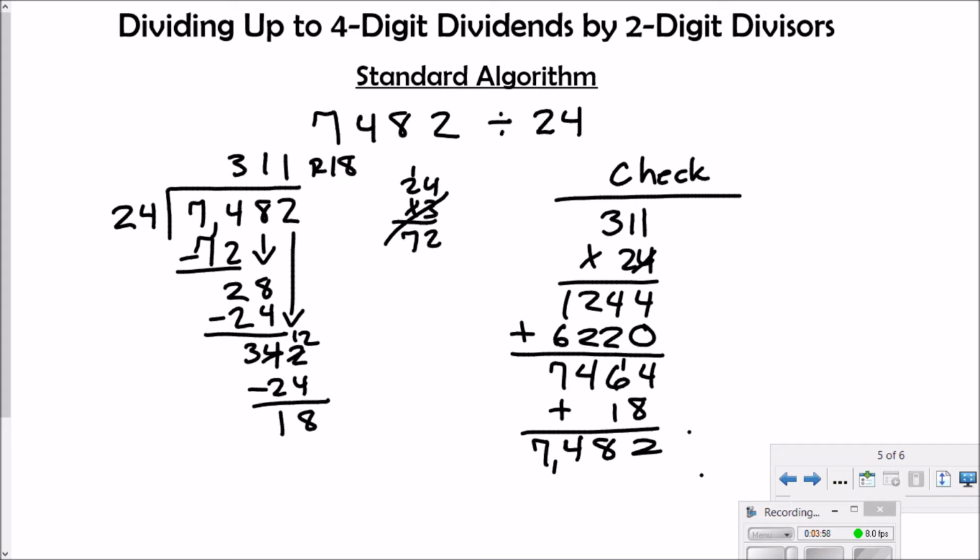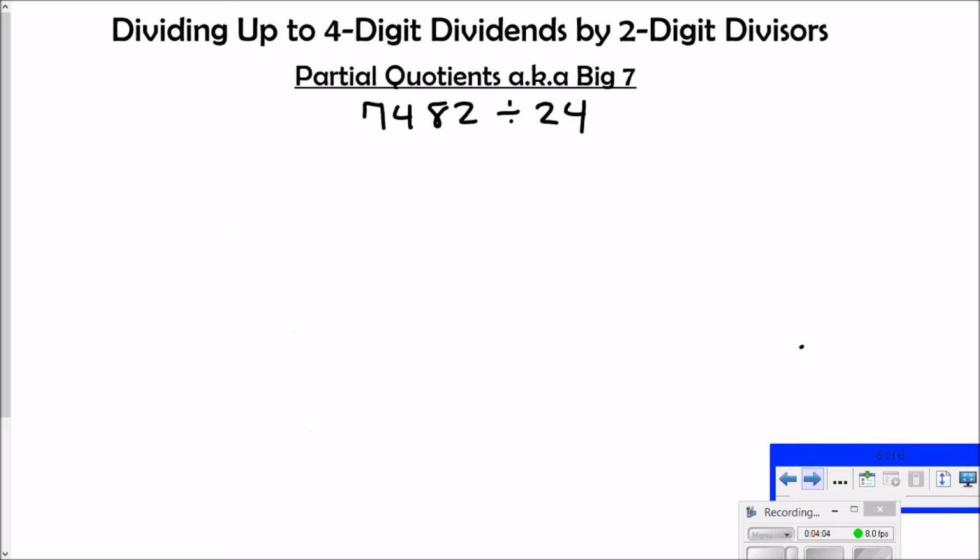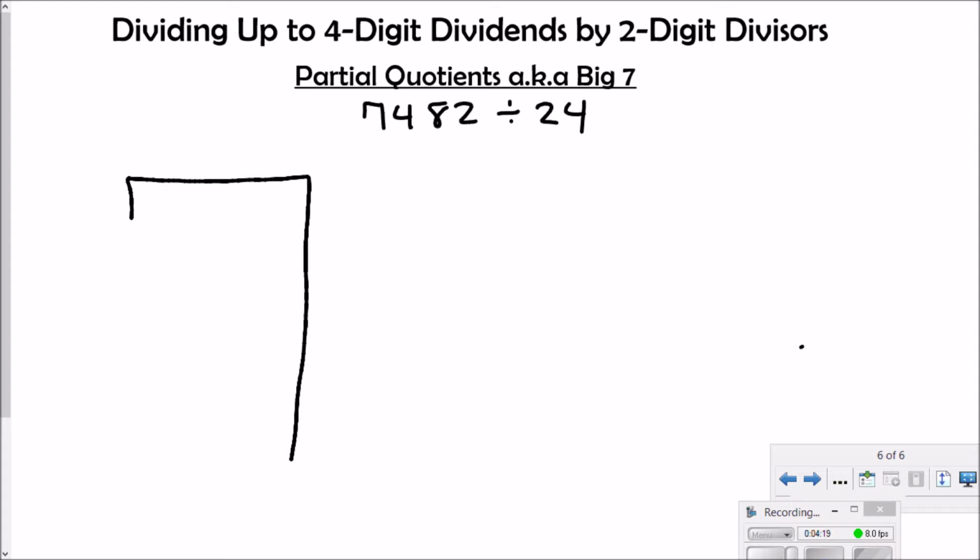Alright, so now we're going to switch gears and go over to the partial quotients or the Big 7 method. Partial quotients is also known as Big 7, and I've also heard it referred to as chunking. The reason why it has that nickname is because when you set up the division box, it resembles a Big 7. So again, the same procedures that you use for long division and setting up will be the same procedures that you use with partial quotients. The nice thing about partial quotients is you don't have to have the exact number every time you're subtracting.